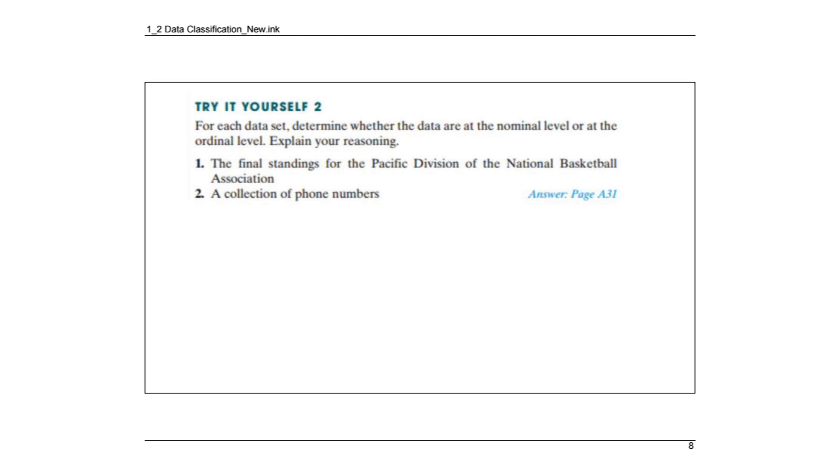All right, so let's try 2 more. Number 1 is the final standings for the Pacific Division of the National Basketball Association. Well, the final standings means that we're looking at how many games they won. So this is going to be ordinal, right? Because they're ranked. A collection of phone numbers. Now, I know they're numbers, but they don't have any numerical meaning, right? Phone numbers, you're not going to subtract phone numbers. You're not going to compare phone numbers. They're not ranked. And so these are going to be nominal.